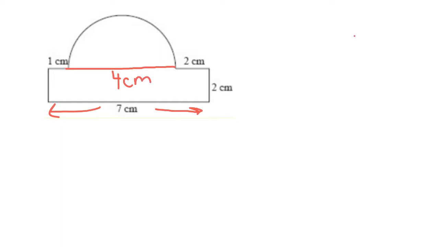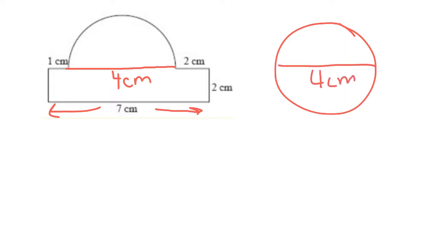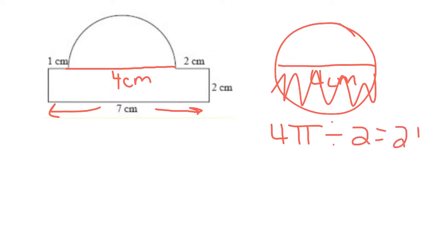Now, if this would have been an entire circle, that would be a diameter of 4 centimeters. And to find the circumference of the entire circle, you would do 4 times pi. But it's only half a circle. It's this top half, so we need to divide that by 2. So 2 pi. So that is this measurement right here. That arc is 2 pi.